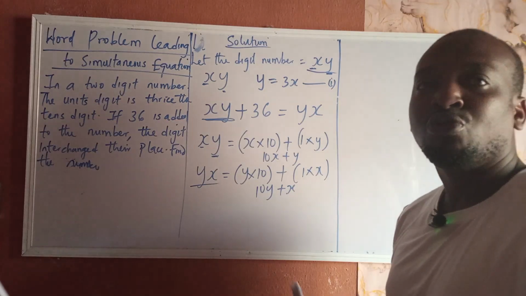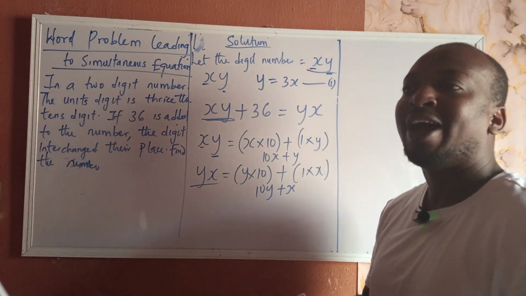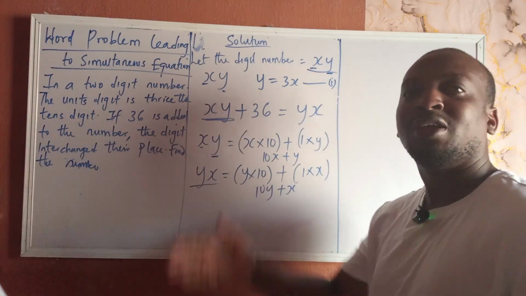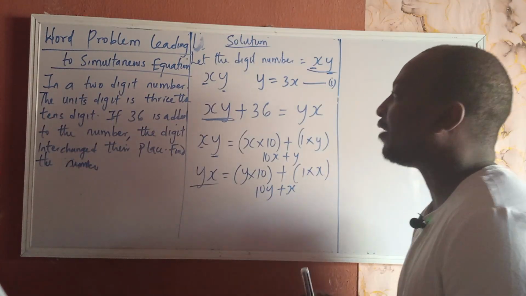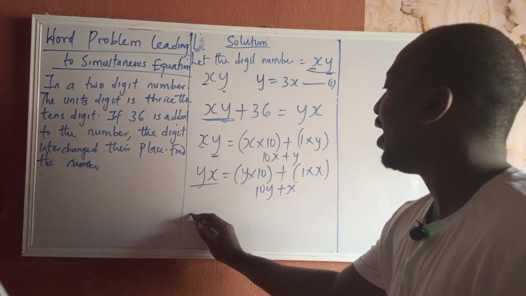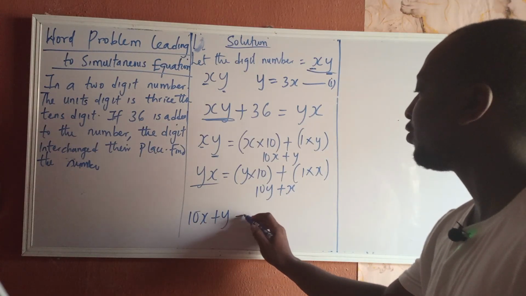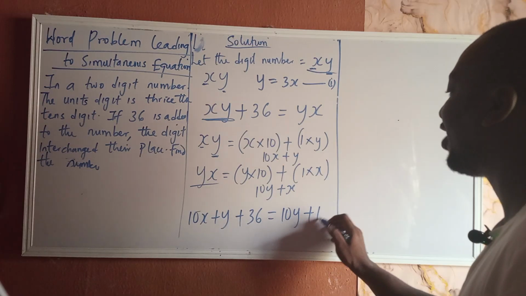You can always use that for any two-digit number you come across. If you have 45, 4 is your tens, 5 is your unit. That is 4 times 10 plus 1 times 5. So I'll write it this way: 10x plus y plus 36 gives us 10y plus x.